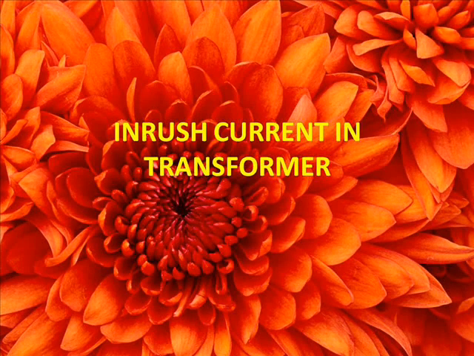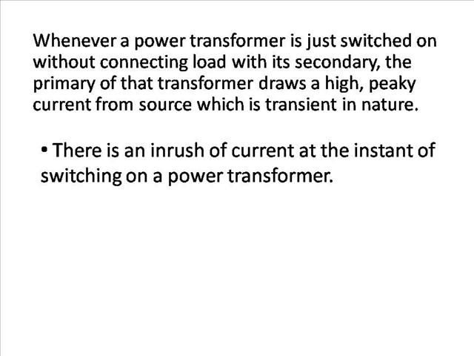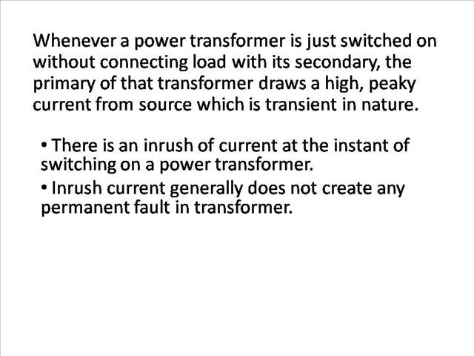Now we shall discuss inrush current in a transformer. What happens whenever a power transformer is just switched on without connecting a load to its secondary? The primary of that transformer draws a high peaky current from the source, which is transient in nature. This means there is an inrush of current at the instant of switching on a power transformer. This current is referred to as inrush current.